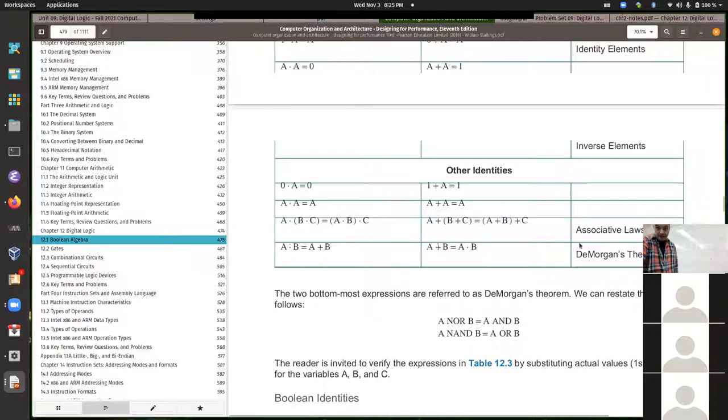We'll come back maybe to De Morgan's law and De Morgan's theorem in a second here. Again, it's a little hard to see, but this is the negation of the whole A and B is equal to not A or not B. So the not of A and B is equal to not A or not B. And the not of A or B is equal to not A and not B.